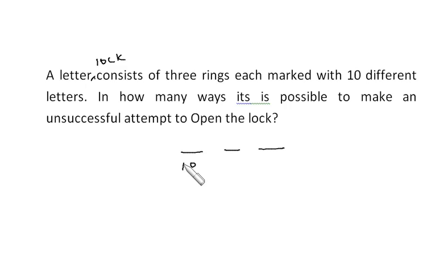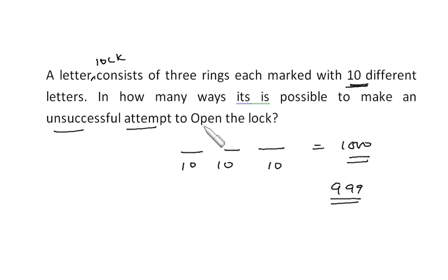Now for every place we have 10 choices as given over here. So in all there will be 1000 combinations, and out of these 1000 combinations, one and only one combination will be correct, that will open that lock, right? So out of 1000, one combination is correct, so the remaining 999 combinations will be incorrect. So the remaining 999 will be unsuccessful attempts to open the lock, right? Quite an interesting and simple problem, right?